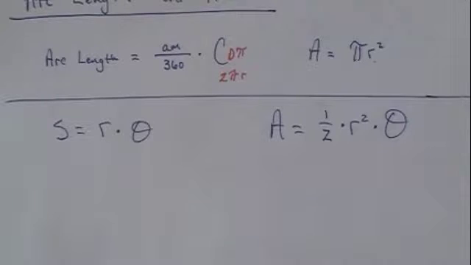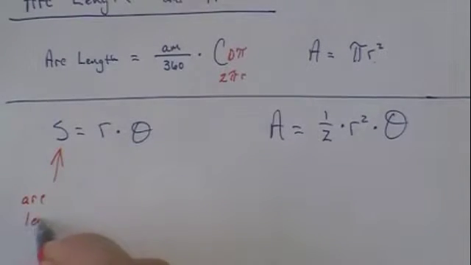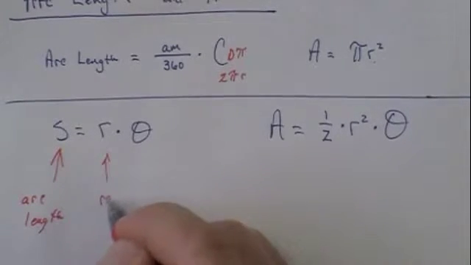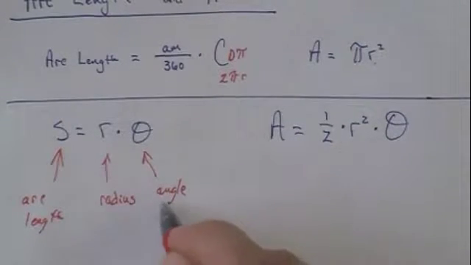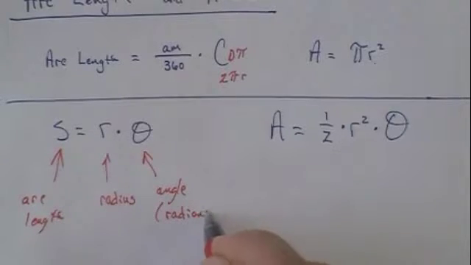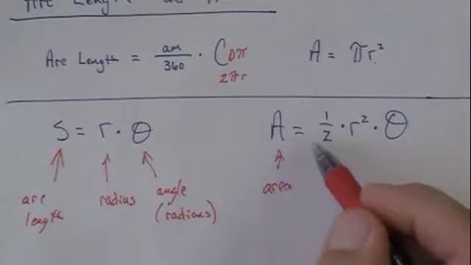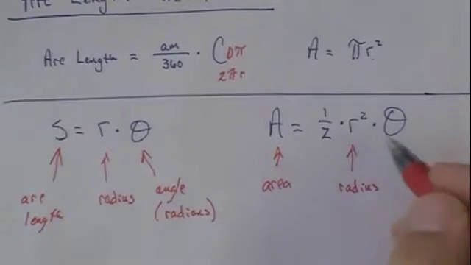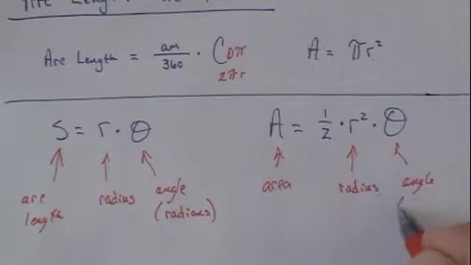Now here we have a couple of new formulas still dealing with arc length and area of a circle. So here we have our arc length, and we're going to find that arc length by taking the radius of the circle times our angle, and this angle is measured in radians. And then here we're finding area. To find the area we're going to take 1/2 times the radius squared, and then we're taking that times our angle. Again, this is in radians.